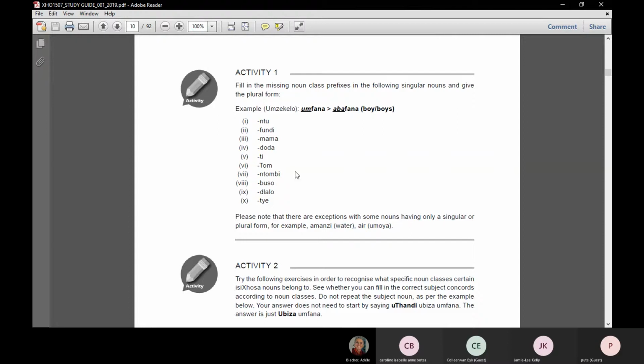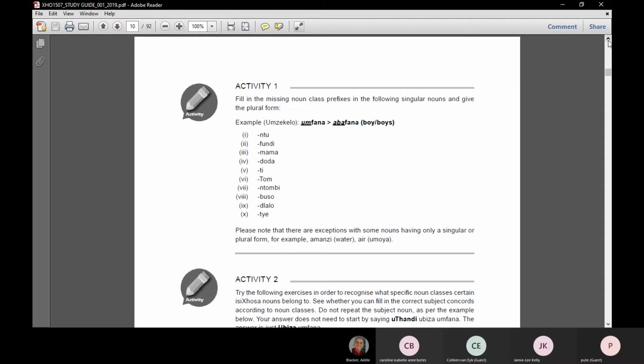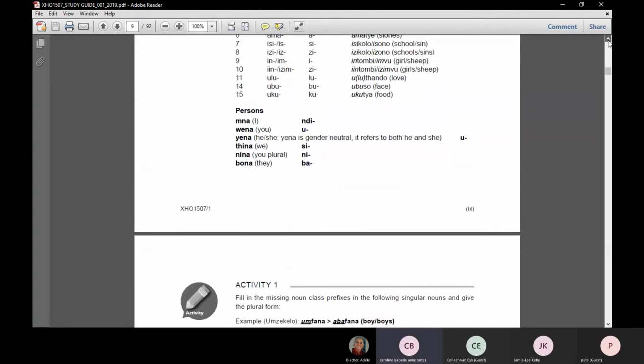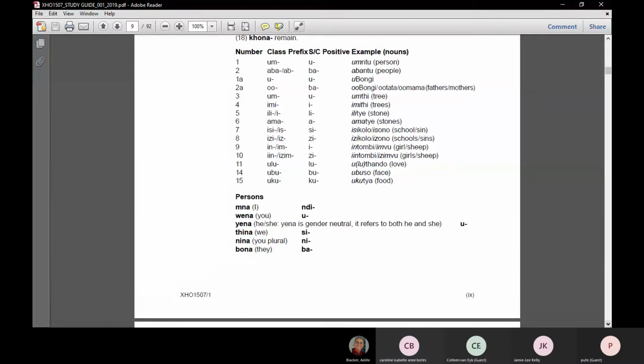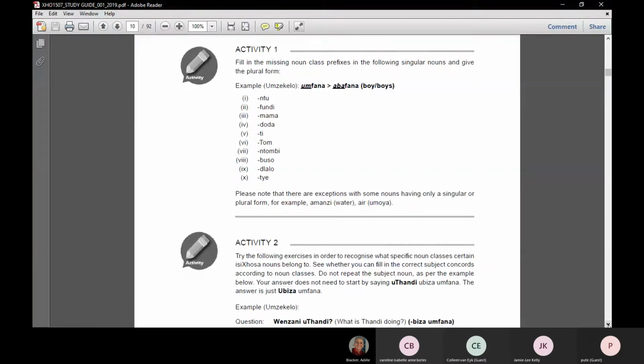Number 5 is ti. It's a thing. Iti. Yes, that's correct. Plural. Double I is correct. Eti. Remember, when you see double O, you just drag the sound. You say oomama, ootata, ooputi, oomalume. Eti. Ibhola.